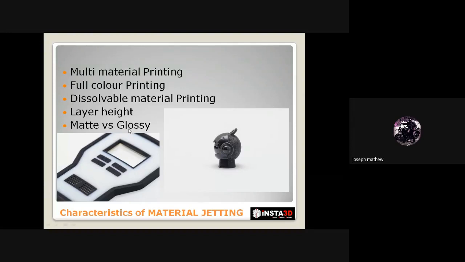As you see in the image, you can see a remote, which is a plastic component with flexible or soft buttons. This is made out of a single material jetting 3D printer. The flexible parts are obtained using a mixture of the printing materials used.